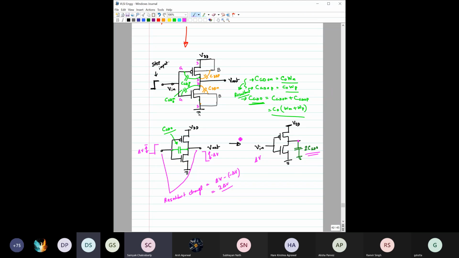So what is the C naught in the formula you wrote above? C naught into Wn plus Wp. Oh, C naught. Okay. C naught is the overlap capacitance per unit width. So why is there no channel capacitance? Gate channel capacitance.